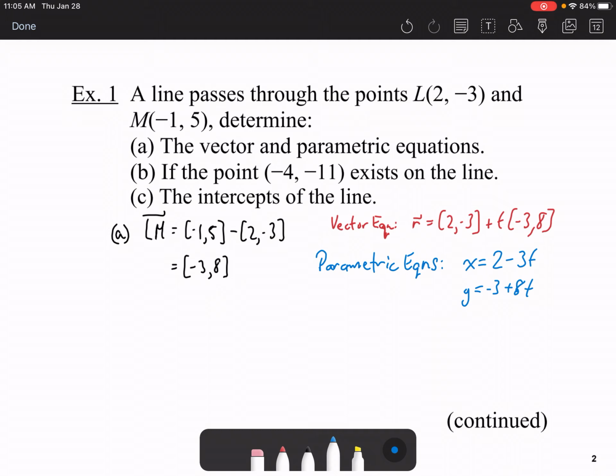And again, you can have multiple answers, and therefore the textbook may have only one of these answers and might not be the same value that you have. So don't worry if it's not the same.